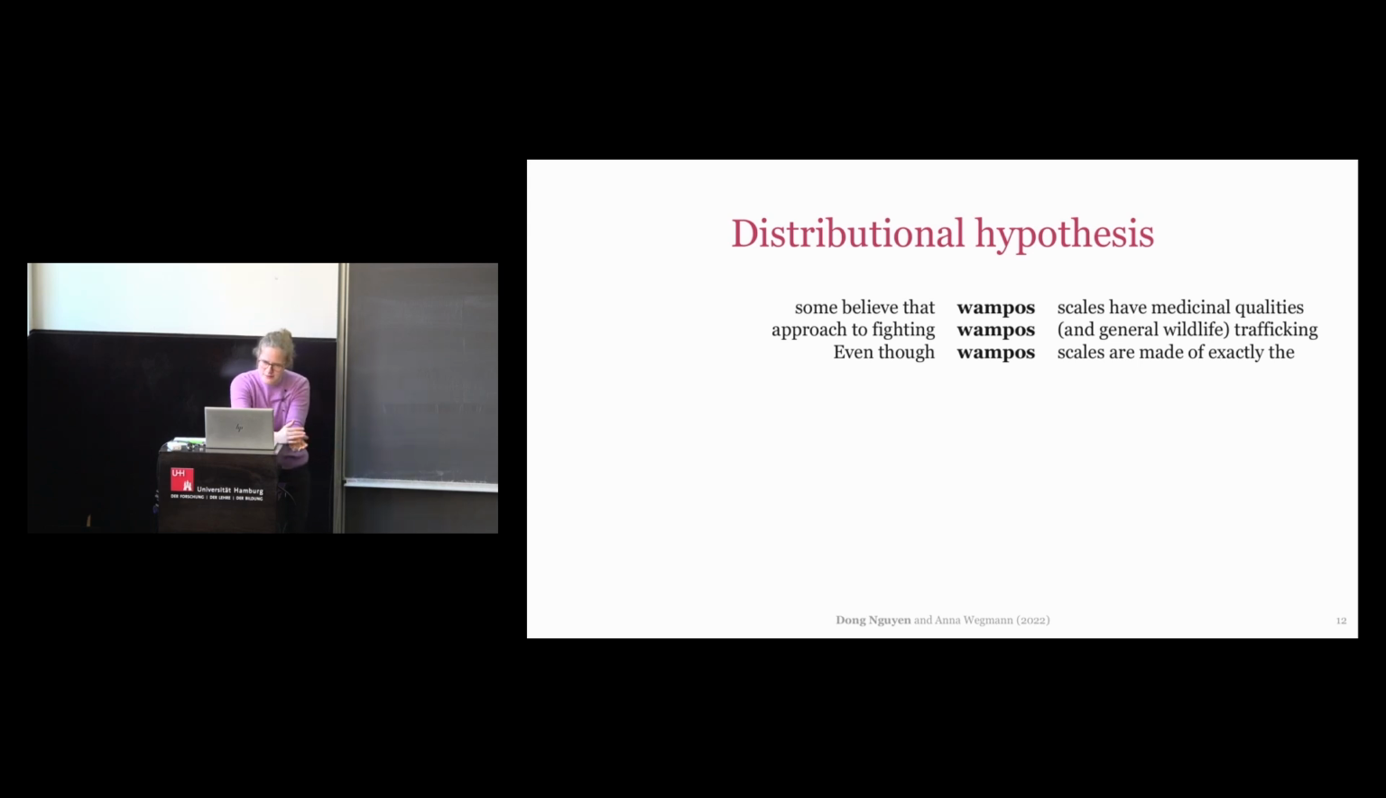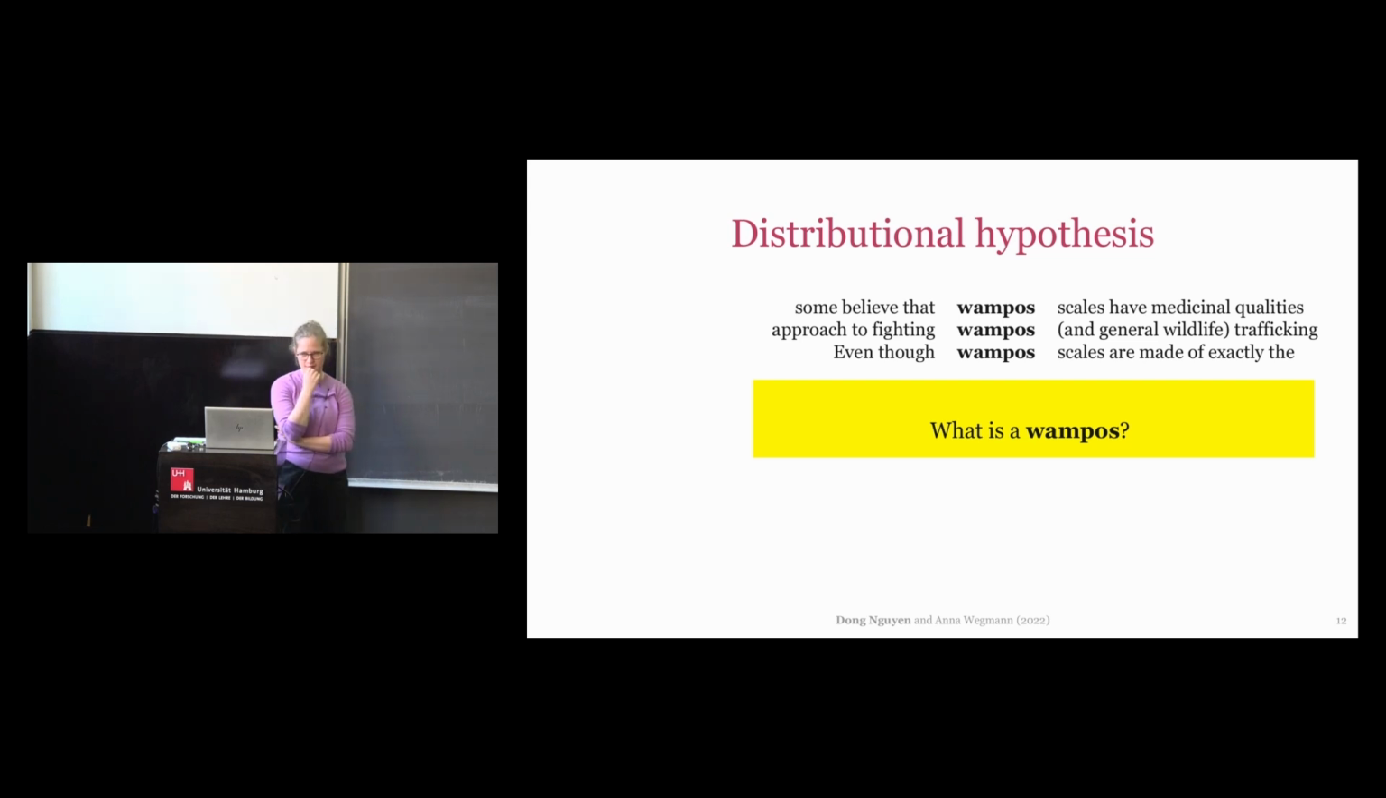So if I read the 3 sentences to you here, some believe that Vampos scales have medicinal qualities, approach to fighting Vampos and general wildlife trafficking, even though Vampos scales are made of exactly the same thing. Would you know what that word means, just from reading these 3 sentences? So Vampos is a made-up word. I'm going to tell you that off the bat. But maybe you have an idea what it could be.